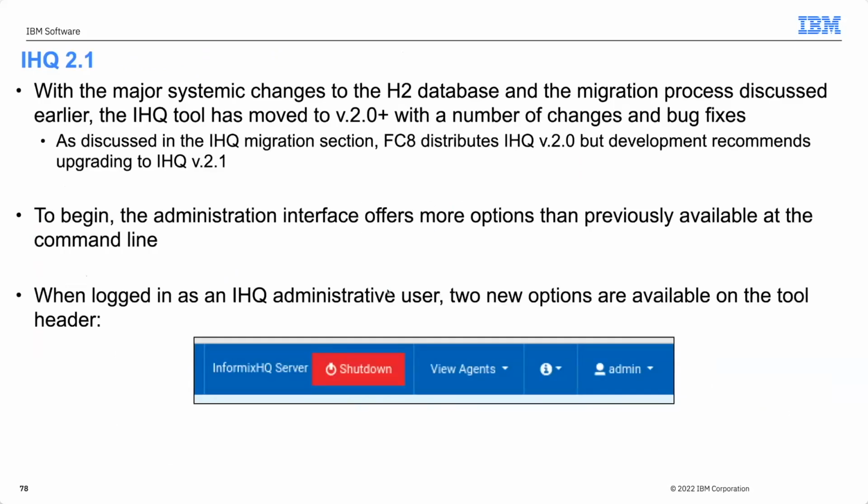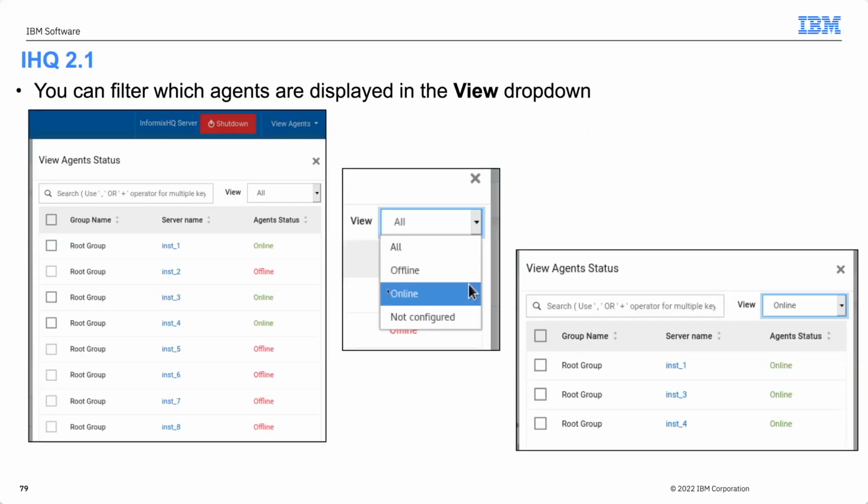The changes in IHQ 2.1, there were some nice things, and I think Scott covered some of these. If you log in as the admin, you have some new fields on the title bar. You have a button where you can shut down the IHQ server itself, or you can click on the View Agents, and it will display all of the agents that have been configured.